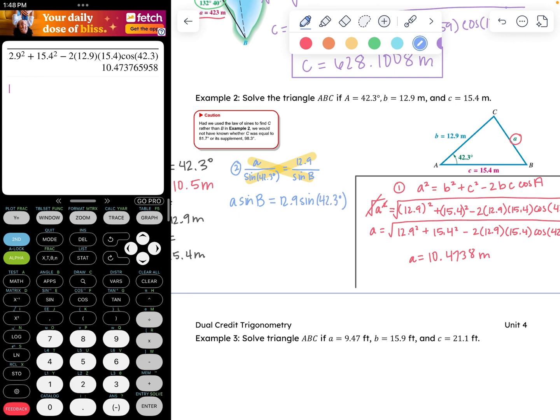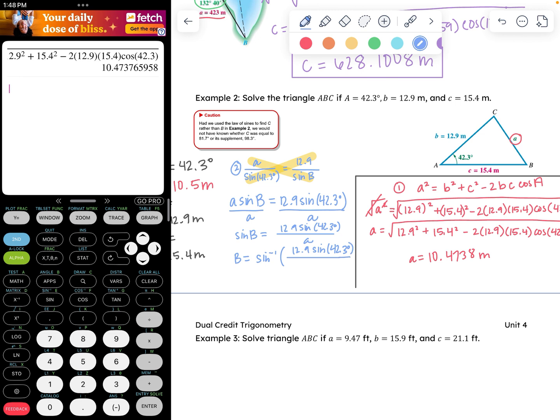And the reason I'm just using A is because I don't want to have to type out this super long 10.473765958. I don't want to have to keep writing that decimal over and over again. From here, I do need to actually divide by that A to get the sine of B by itself. That gets me that fraction of 12.9 sine of 42.3 degrees over A. And then I need to get B by itself, so I need to do my inverse sine. The inverse sine of 12.9 sine of 42.3 degrees over A.